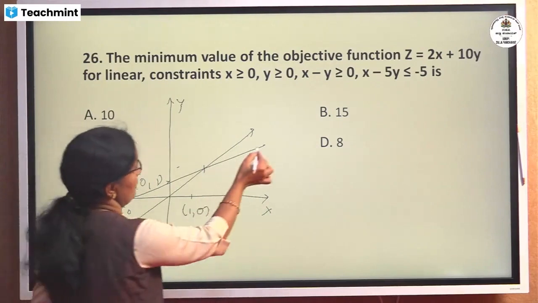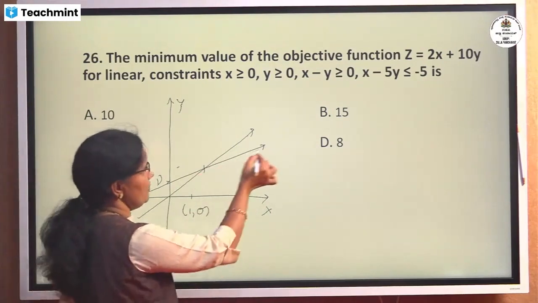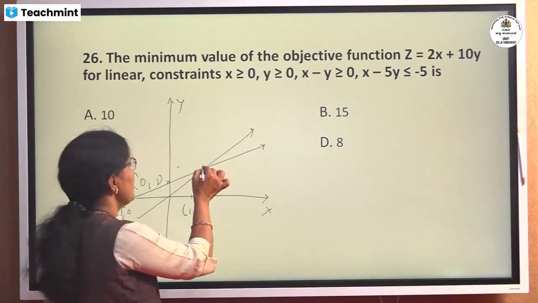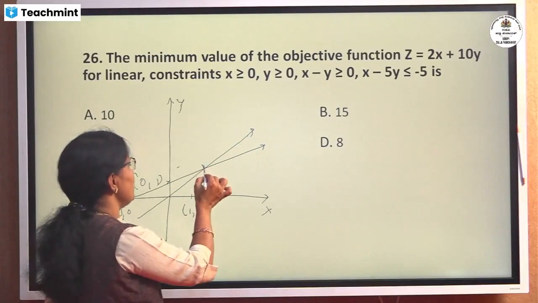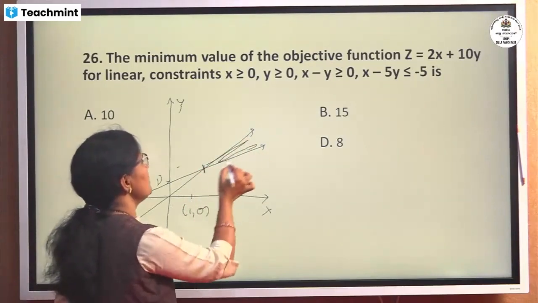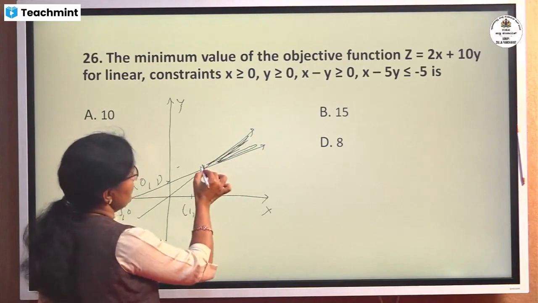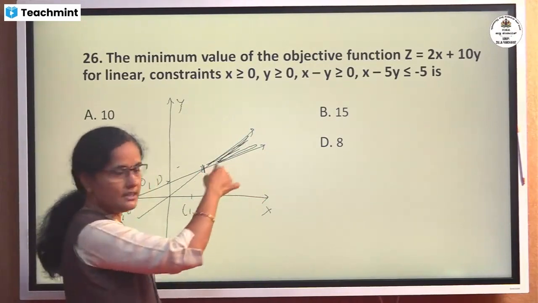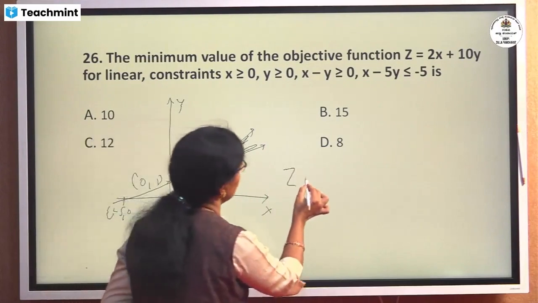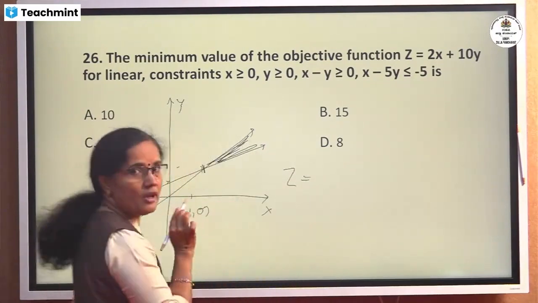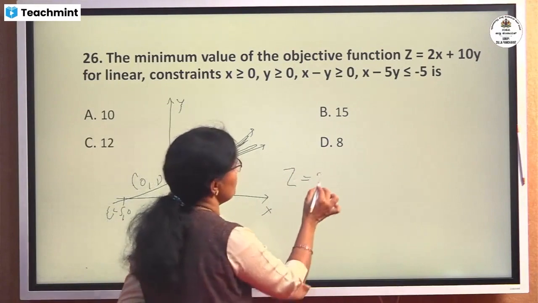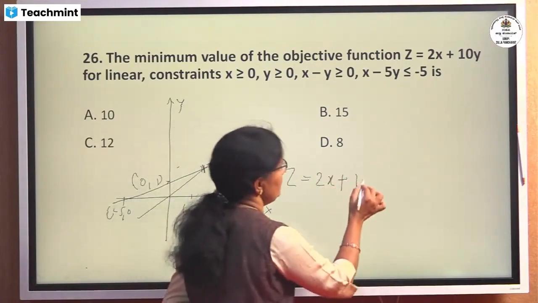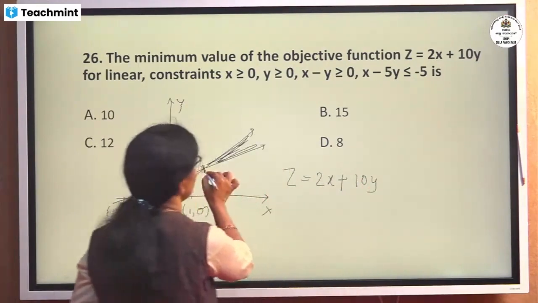But here onwards, it extends and the value of x increases as well as value of y also increases. Therefore, this is the feasible solution here. But you may take this as the minimum point because the value of x and y increases, and here the optimal solution given is positive, that is 2x plus 10y. Therefore, you may take this as the point of minima.